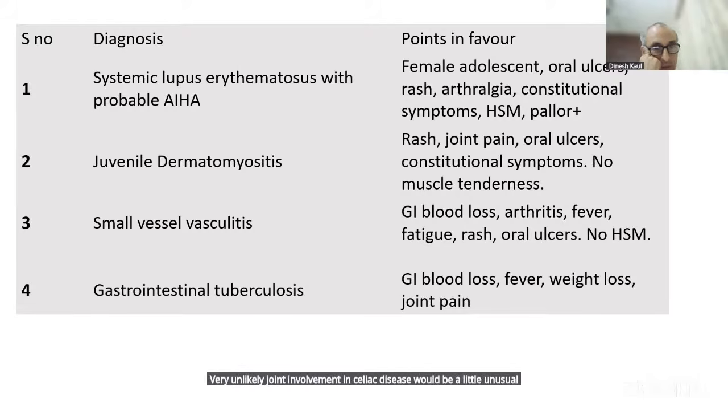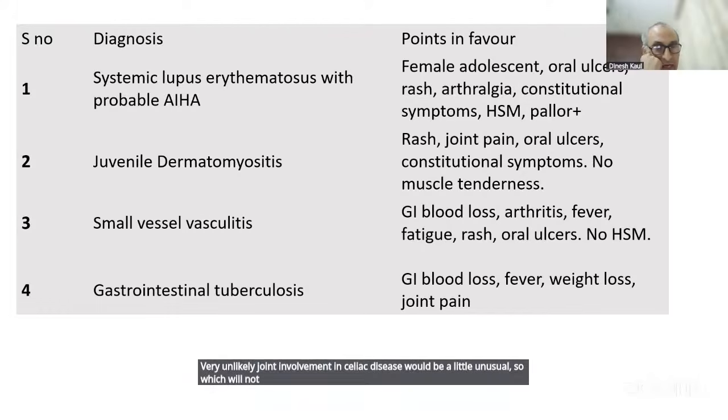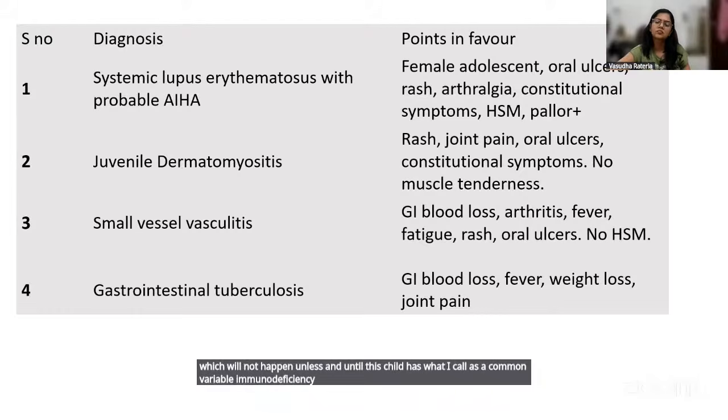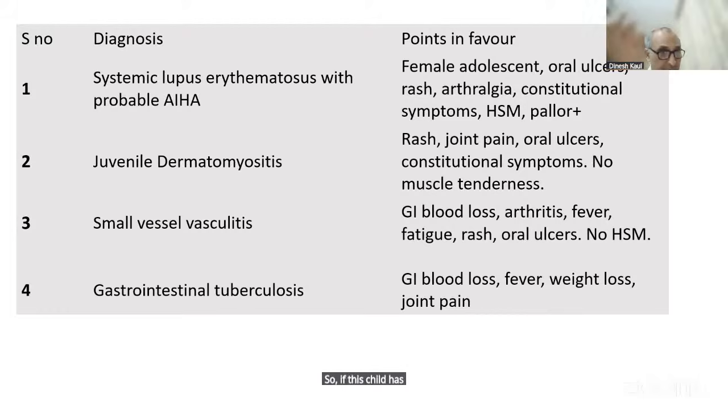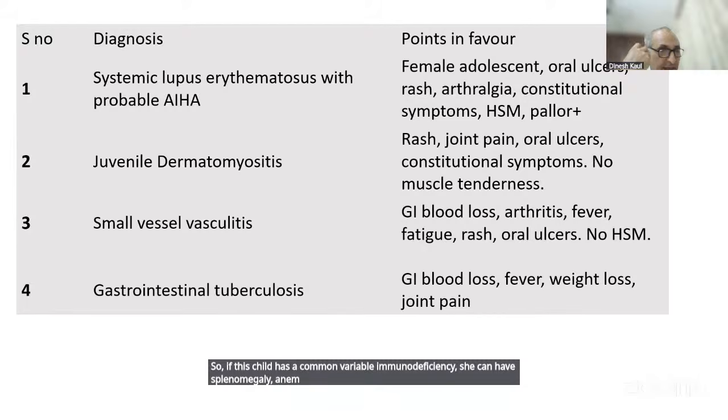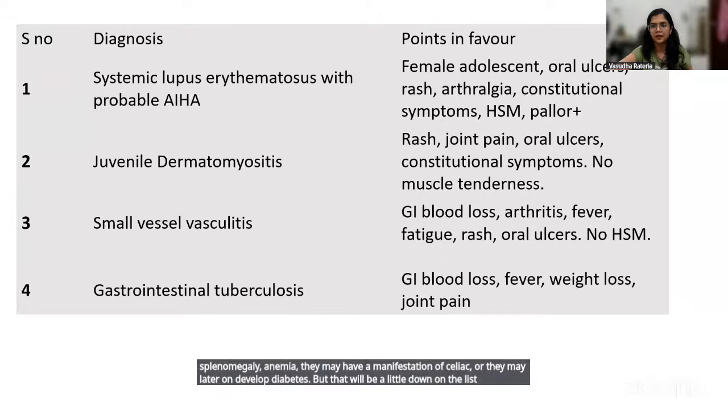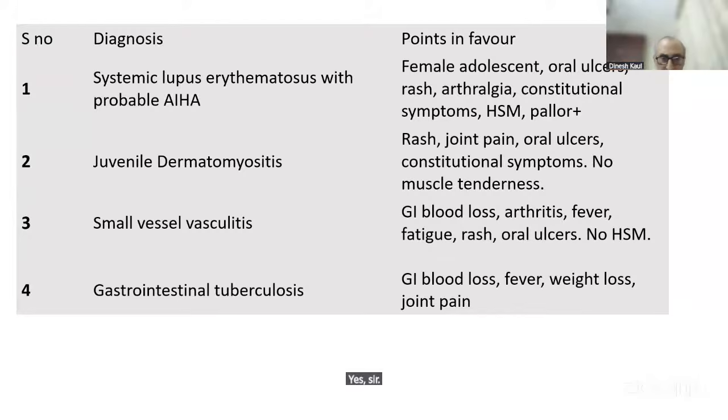That will not happen unless this child has what I call a common variable immunodeficiency. If this child has a common variable immunodeficiency, she can have splenomegaly, anemia, they may have a manifestation of celiac, or they may later on develop diabetes. But that will be a little down on the list. I think I have answered.